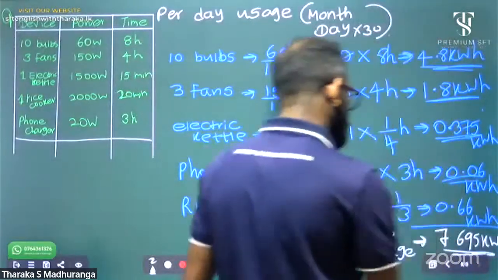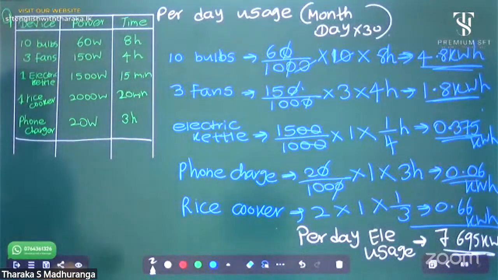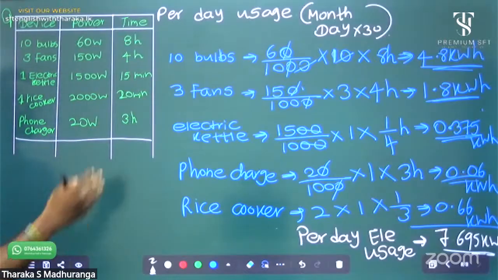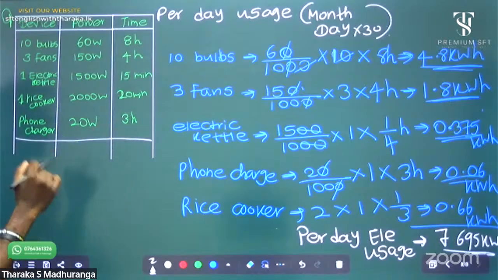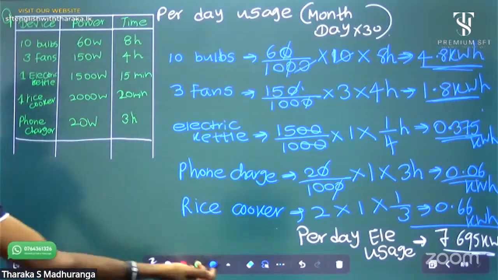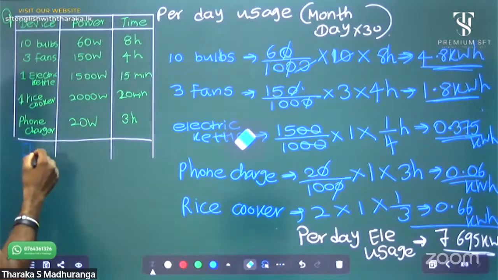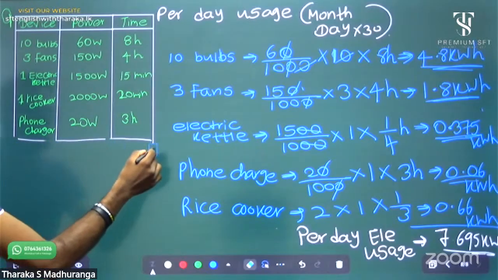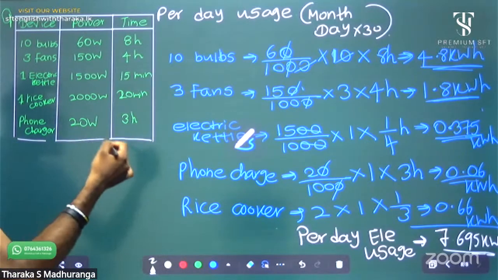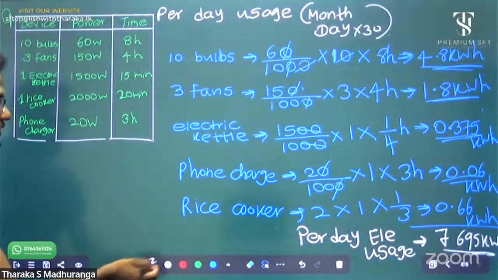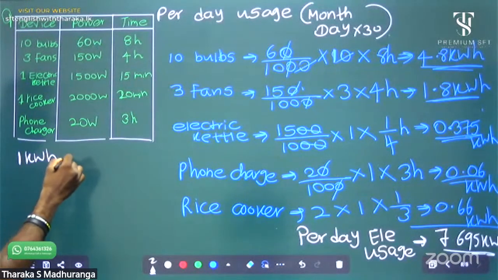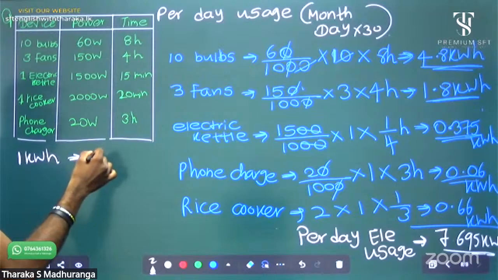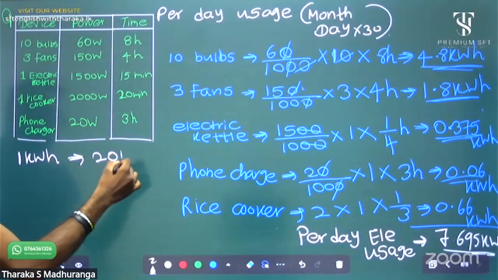Okay, now think. Okay, write down everything. Before write down, please ask. Now think per 1 kilowatt hour, that means per 1 electric unit, the electricity board charge 20 rupees per 1 kilowatt hour. Electricity board charge 20 rupees.